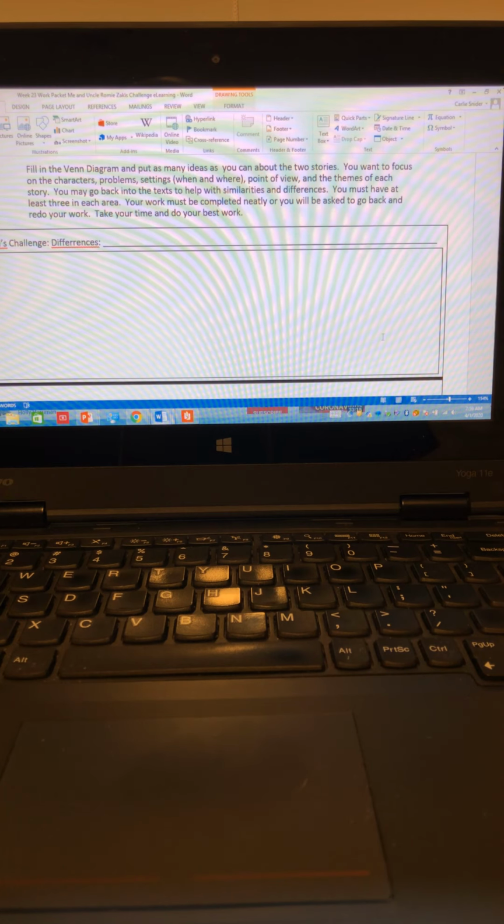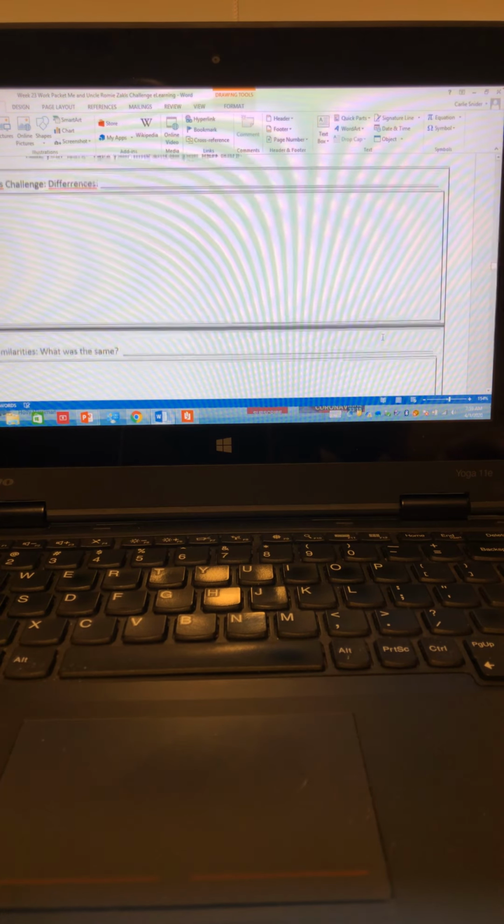You may go back into the text to help you with similarities and differences. You must have at least 3 ideas in each area. So you need 3 or more in the same area, 3 or more in the difference areas. You may type your answers. You can put number 1, 2, and 3 to prove that you have more than 3. So 3 or more is your requirement for this assignment.